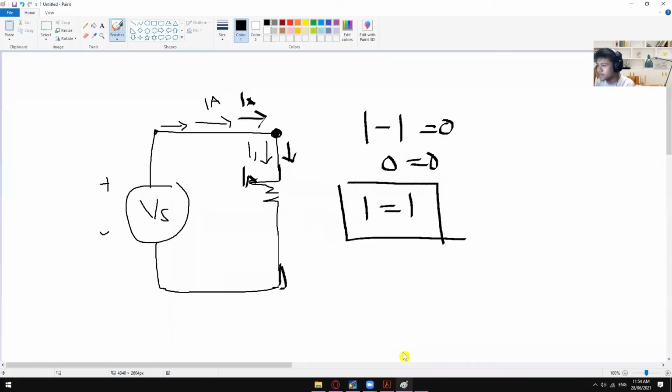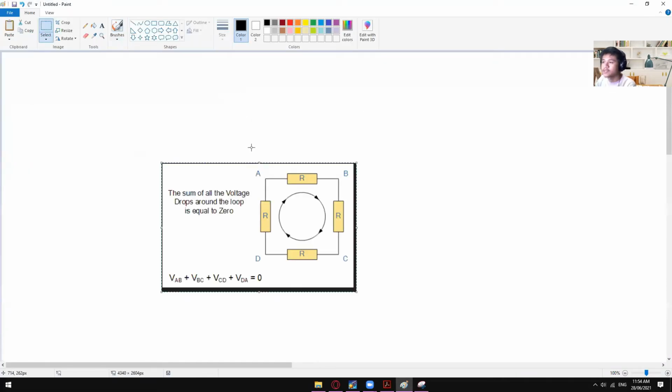Meaning, let me just get this one. If we have, let's say, let's make this one a voltage source, 3 volts as our voltage source, and let's say we have 1 ohm right here, and then 1 ohm, and then 1 ohm. If you add those, you'll get a total current of 1 ampere. So in here, we have a voltage drop.